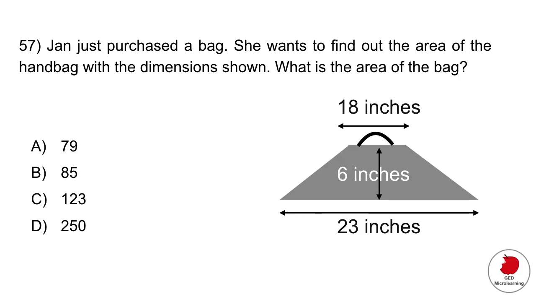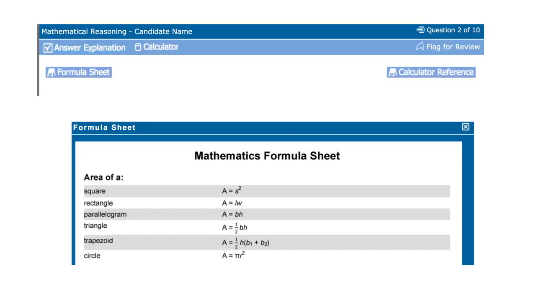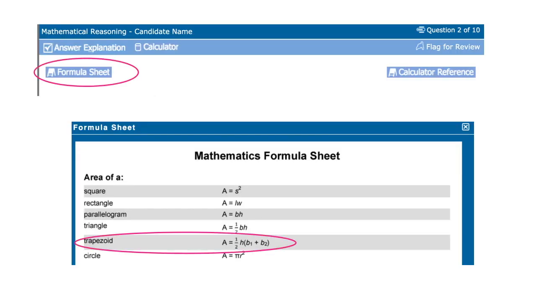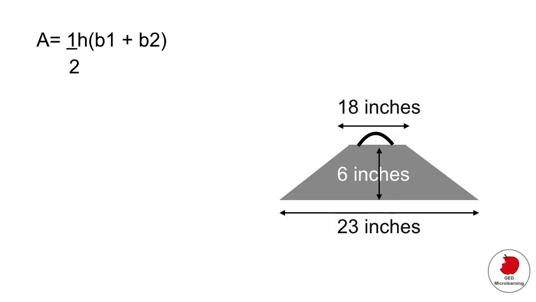Okay, question 57 is another geometry question. It says, Jan just purchased a bag. She wants to find out the area of the handbag with the dimensions below. What is the area of the bag? So this shape that looks like a weird handbag is a trapezoid. You would go to your formula sheet again to find the area of a trapezoid, and all you have to do is plug in the values that you can see there in the image.